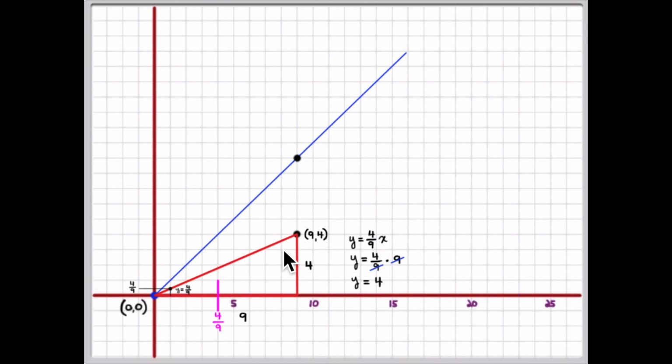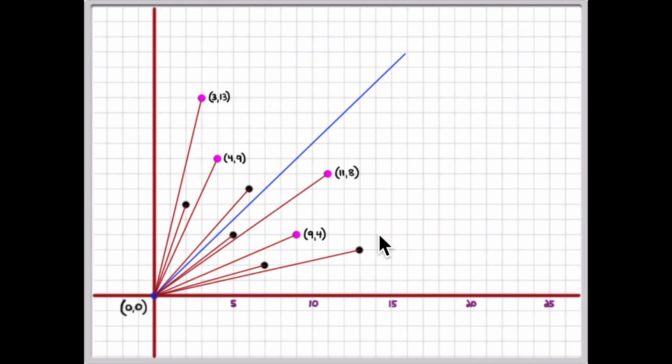And so on, until you get up to 9 times 4/9 is 36/9. 36 divided by 9 is 4. So you have a whole bunch of points to choose from. Continue in this thinking, expand your thinking to other quadrants, and continue to work on your understanding of slope and constant proportionality.